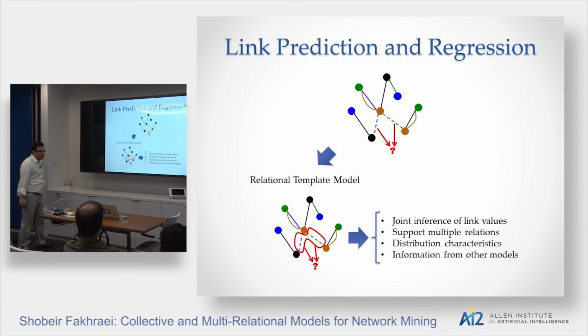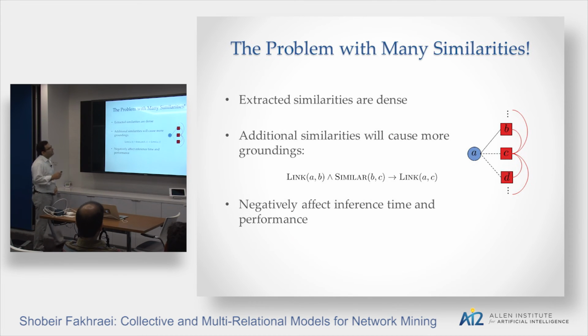Okay, so for link prediction and regression, we proposed a relational template model that can make joint inference of link values, and we could support multiple relationships. We could support distribution characteristics of the links, and we could incorporate information from other models. But there's a problem here that I kind of swept under the rug. If you're extracting the similarities, everybody is similar to everybody. So you'll have a lot of similarities, and if we use all of them, we'll have a lot of groundings, the inference time will explode, and it will also hurt the results.